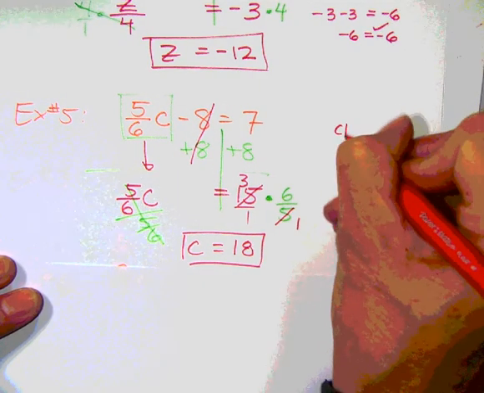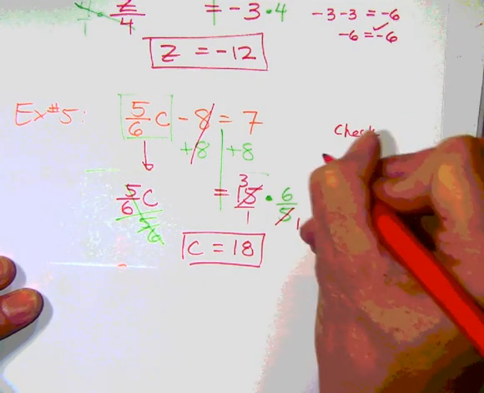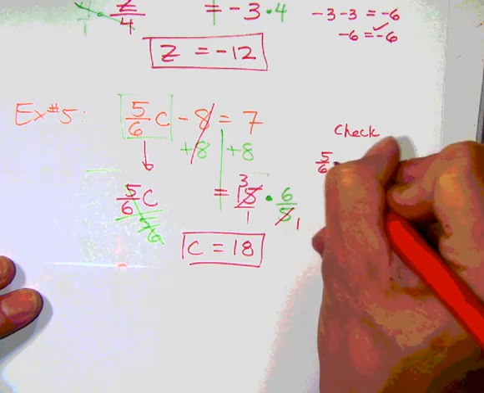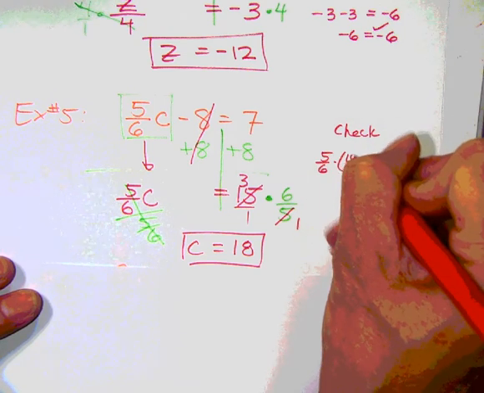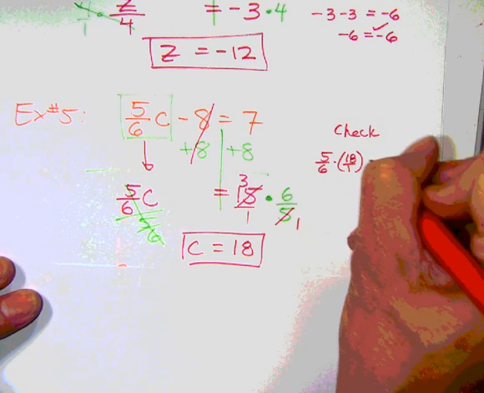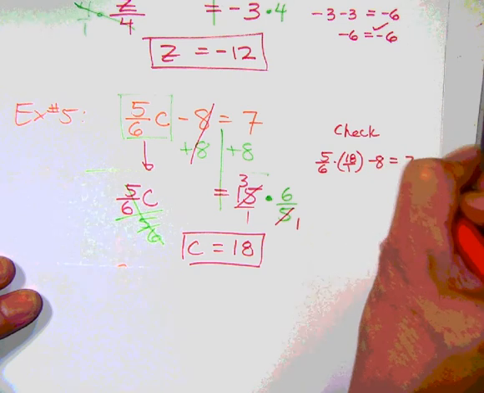It's never good until I check my work. It's what I love about math. You can always check to see if you're actually right. So let's type in 18 over 1 minus 8. Will that equal 7 is the question.